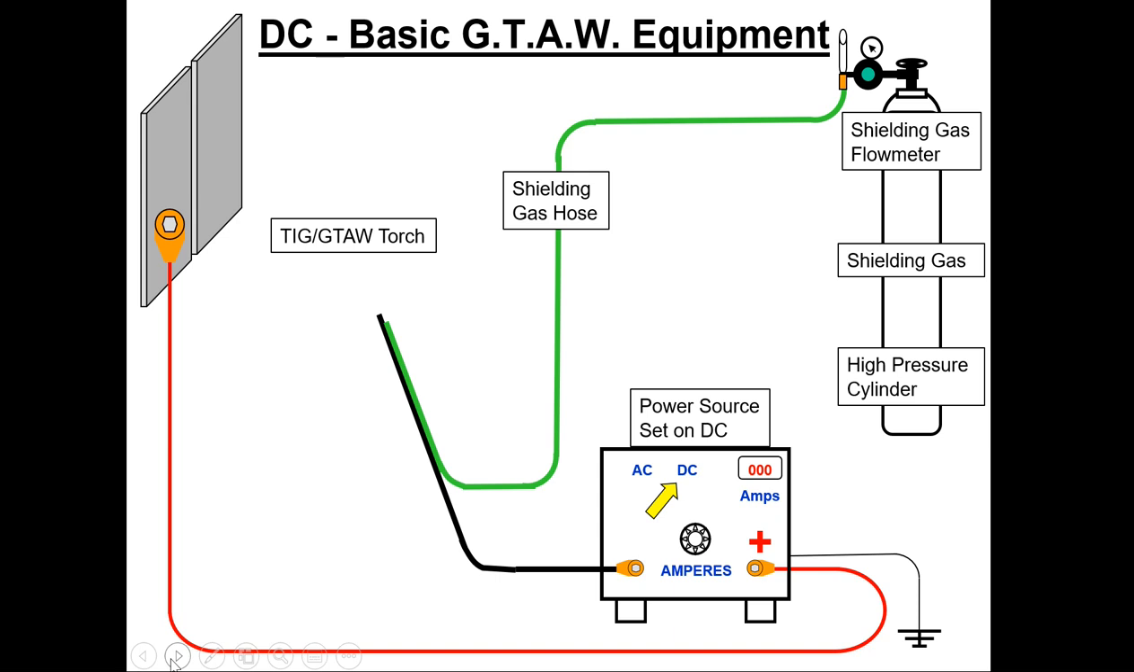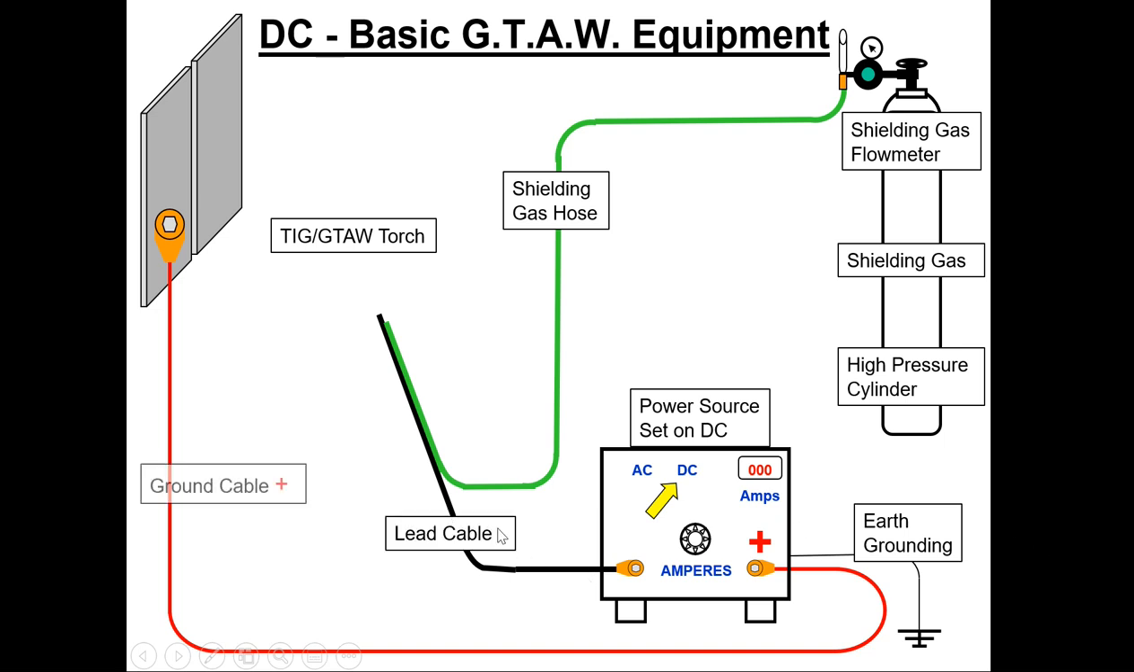We have a power source set on DC. Notice it's a constant current power source. We know that because we are setting our current in amperage. This is not like a MIG welder that runs as a constant voltage. We set voltage and wire feed speed, and current is an outcome of it. Completely different class for a different time, but much different. We have an earth grounding going on. Then, of course, we have our lead cable and our ground cables. And then we have our TIG torch.